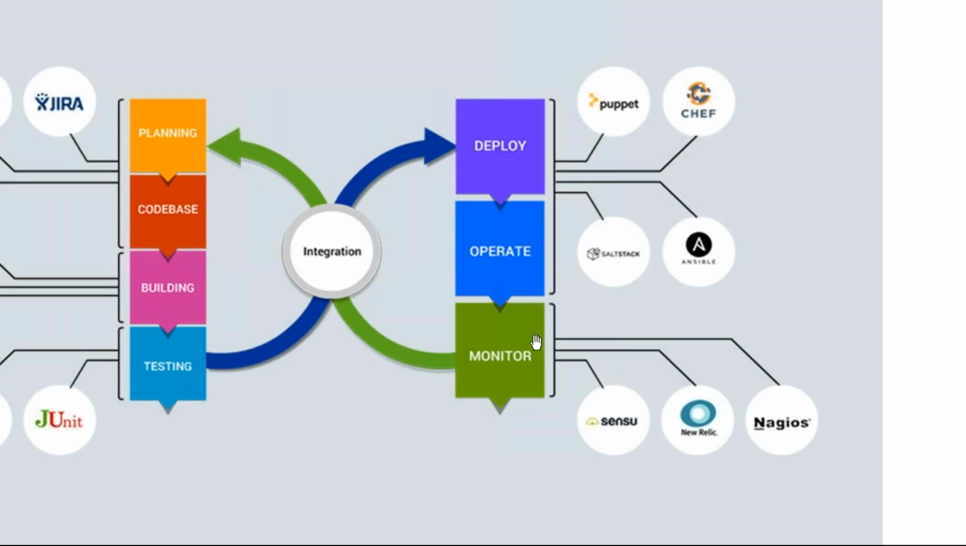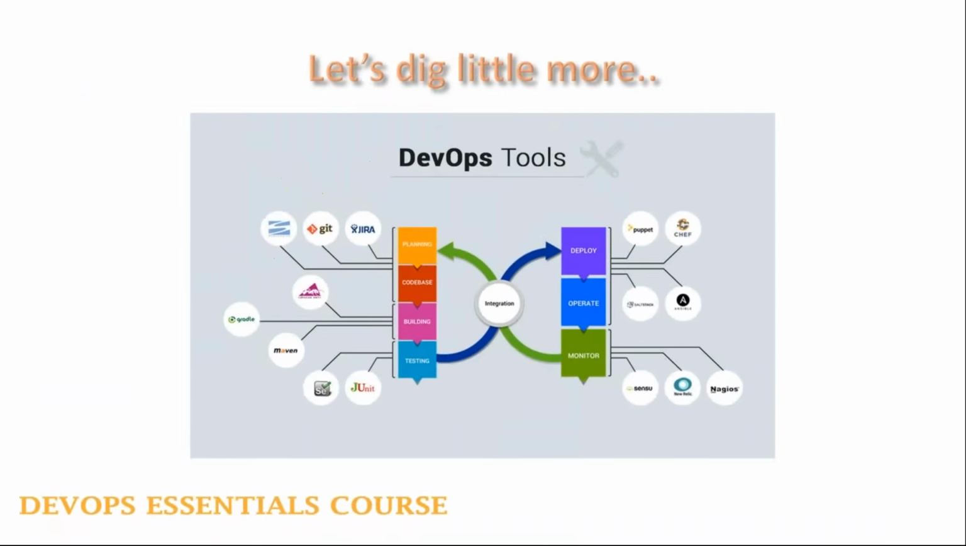Then we go to the monitoring phase. In case of monitoring, we have Sensu, New Relic, Nagios, and ELK also. The Elasticsearch stack is also there. So these are the tool sets. It's not that what we are going to learn is what we see here. We are seeing what tools are available.